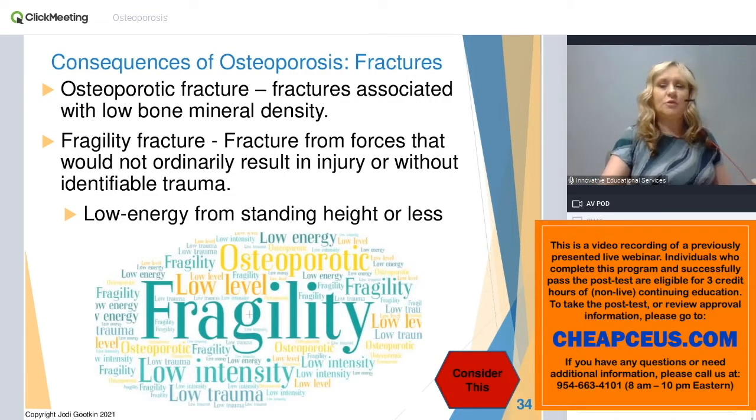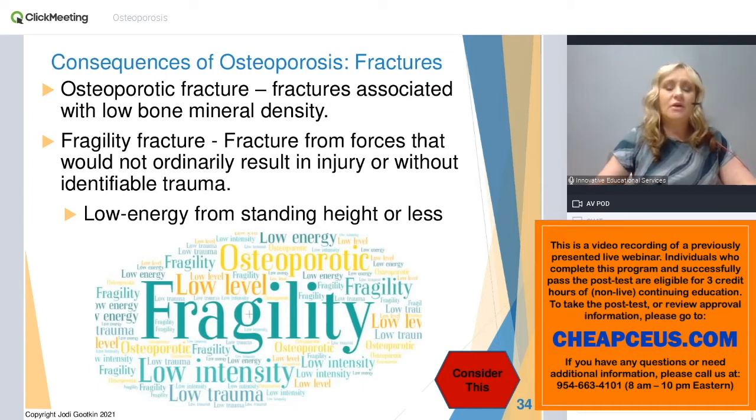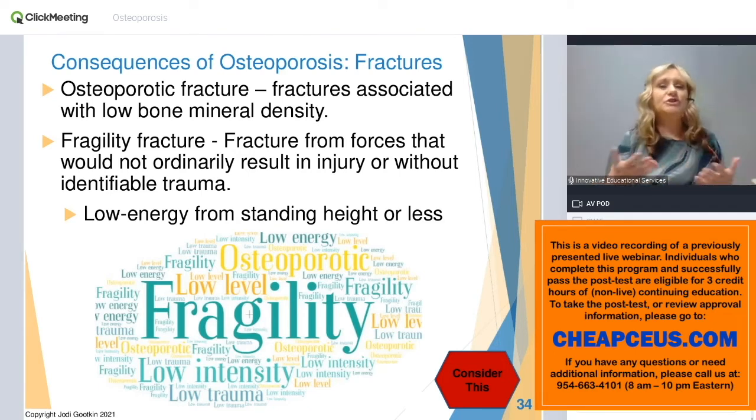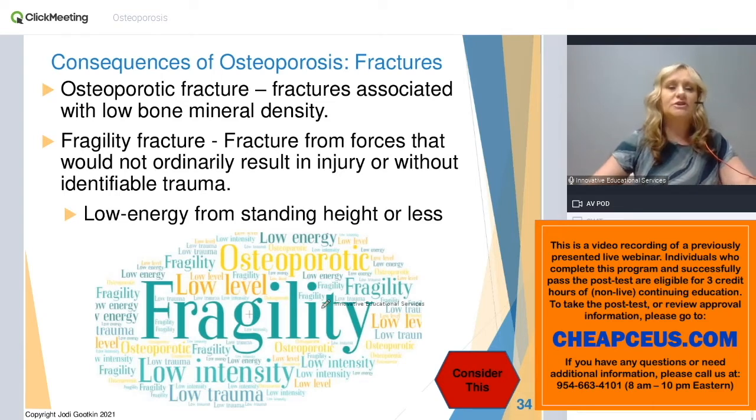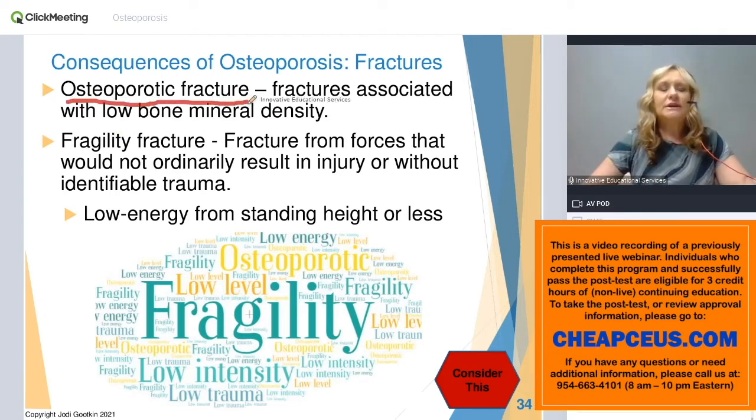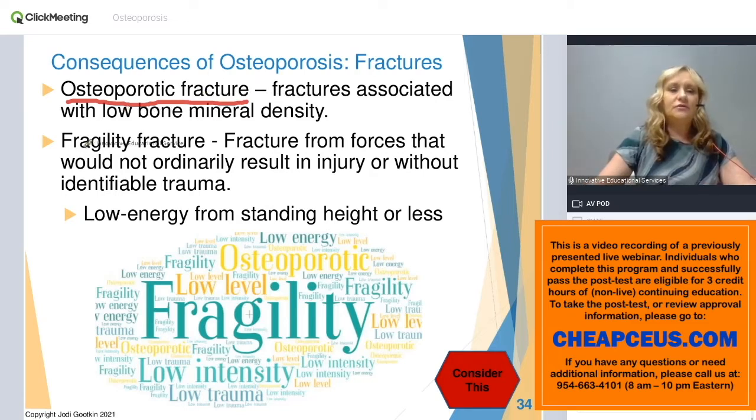The consequences of osteoporosis are what we need to look at also. The concern is that individuals who have that decreased bone integrity are at a greater risk of fracturing. Osteoporosis is considered a silent disease because often individuals do not know it's present until it reaches the point where they have one of these fractures. Osteoporotic fracture is a general term that just means it's fractures associated with low bone mineral density. So all those architecture changes that we've discussed. A term that's a little more specific is called a fragility fracture.